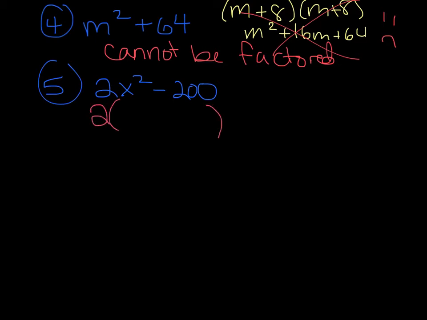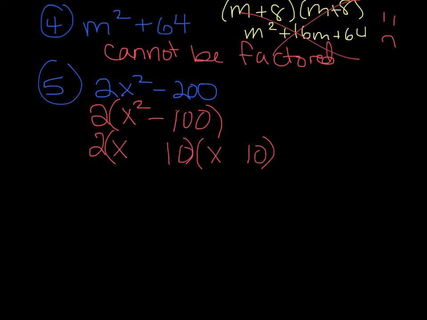Inside of your parentheses, 2x squared divided by 2 is just x squared. 200 divided by 2 is 100, and we have a minus there. Suddenly, this problem has turned into a difference of squares. So we have x squared minus 100. We're going to get x times x, 10 times 10, make one of them positive, make one of them negative, and this is my answer.